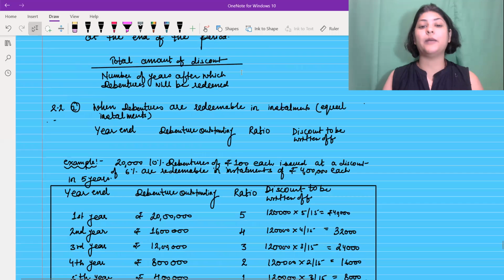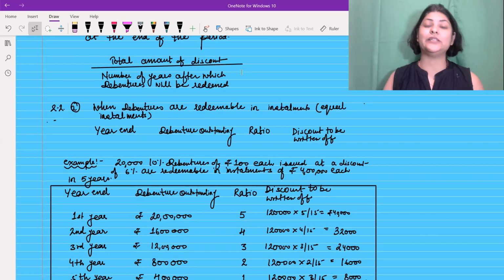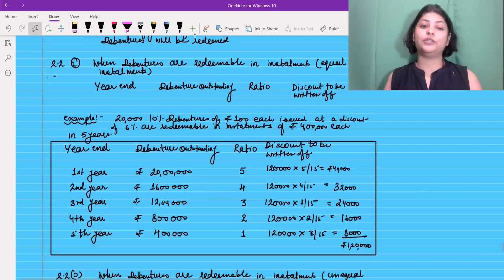We are going to write the number of outstanding debentures; those which are already redeemed are not going to come over here. Then we'll make a ratio out of this, and discount will be written off in this particular ratio only. I know only by saying, you must not be understanding it clearly. That is why I have written one example over here. Let me explain it to you through this example.